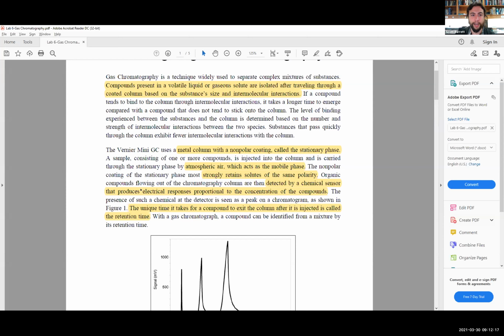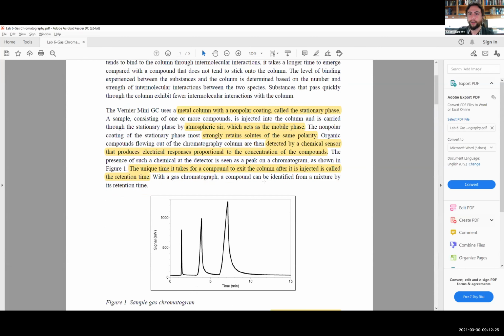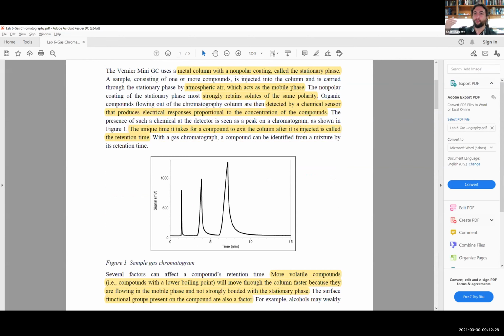Then the organic compounds that flow out of the chromatography column are detected by a chemical sensor that produces electrical responses proportional to the concentration of the compounds. As you can see here, we have a graph with the X-axis showing time in minutes, and the Y-axis showing the signal, which is measured in millivolts. The unique time it takes for a compound to exit the column after it is injected is called the retention time. There's a retention time in column chromatography as well, but primarily here, the retention time shows how long it takes for a compound to get through the gas chromatography machine.